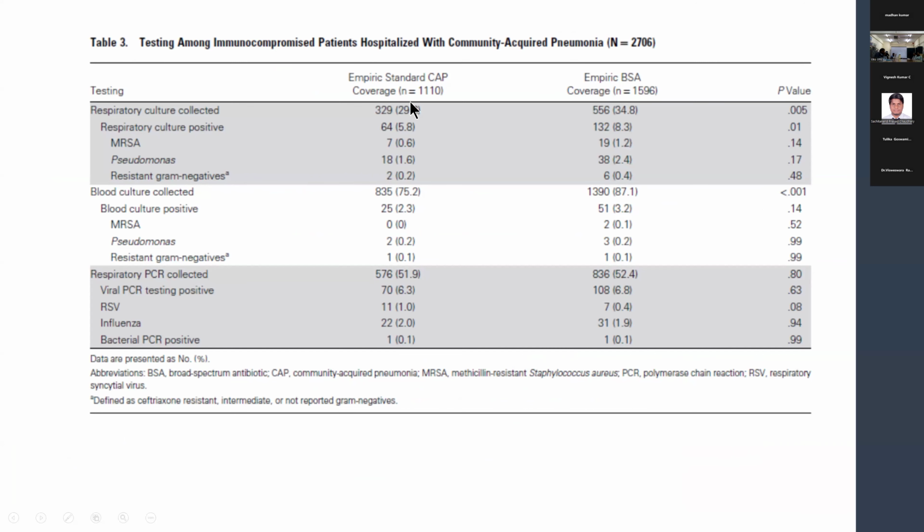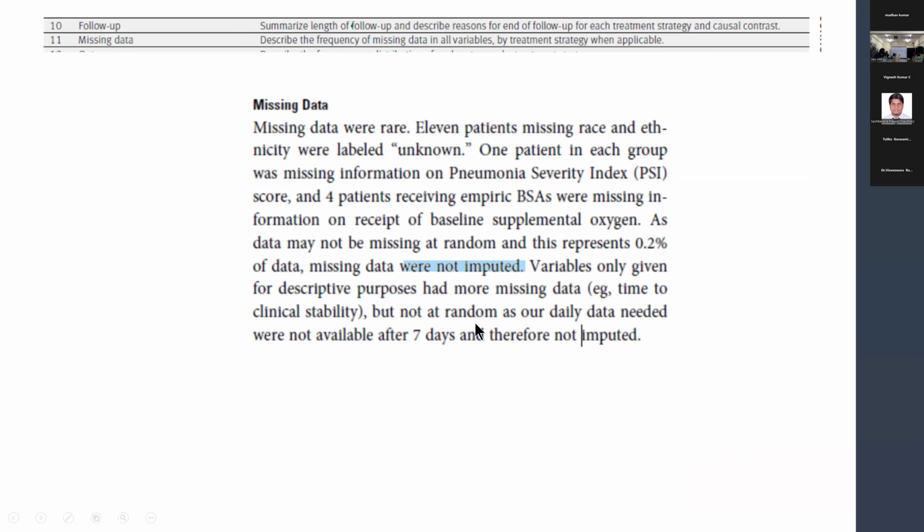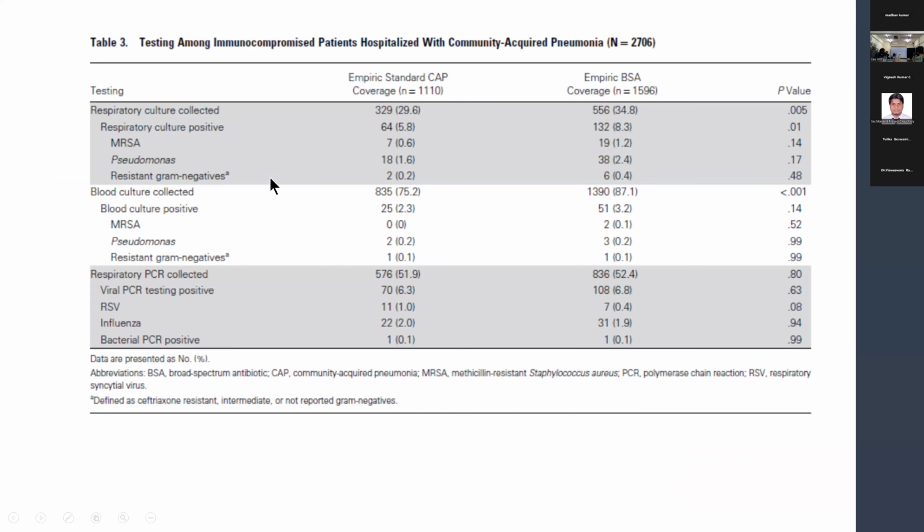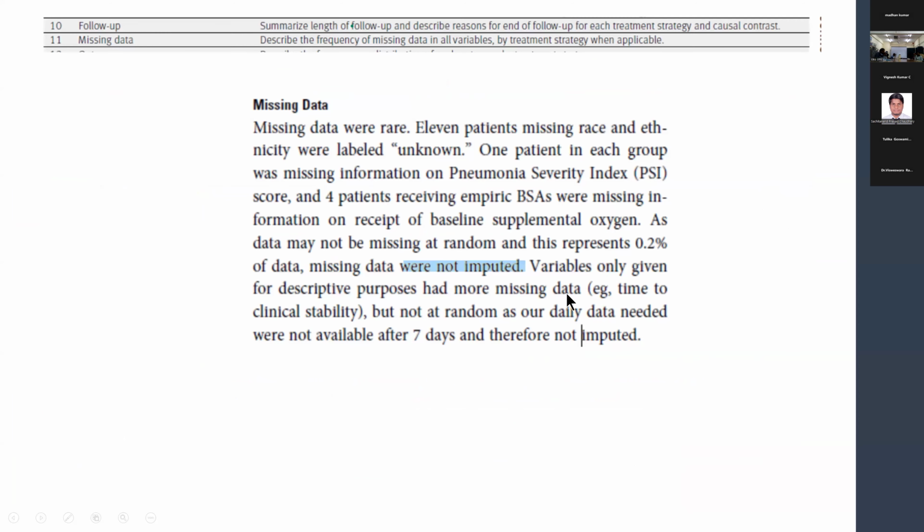Now, these are the other reports which they got. How many of them are culture positive? How many of them are MRSA, Pseudomonas, which we are worried about when we cover for a broad coverage? Blood sample collected and the PCR collected. Regarding missing data, you can actually impute missing data. Here they said the missing data is very rare and they have not imputed the missing data.